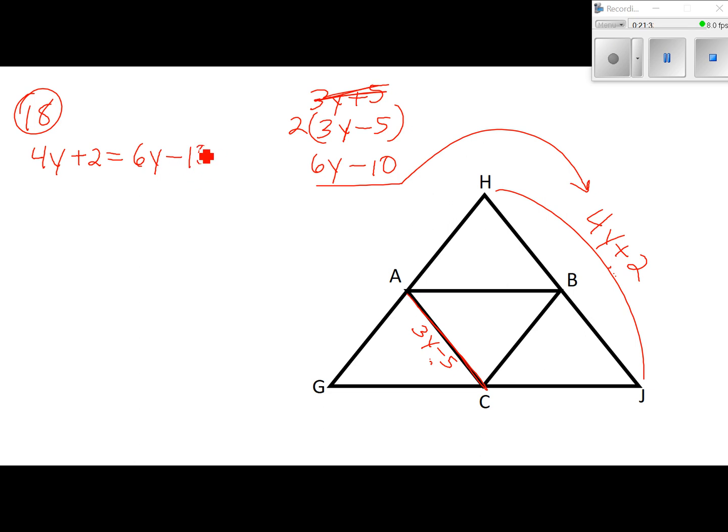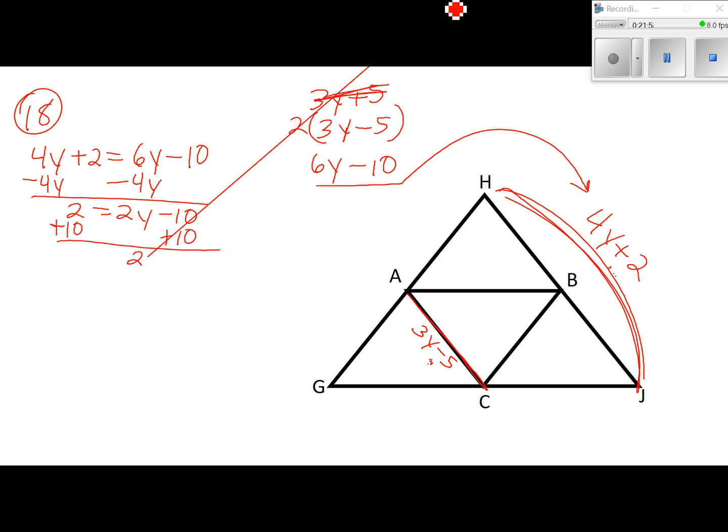And you can do it either way. You can take half of the longer one, half of the side of the big triangle, and set it equal to the mid segment, or you can double the mid segment and set it equal to the whole thing. Here I solve this, subtract 4y on both sides. I end up with 2 equals 2y minus 10. Add 10 to both sides, and I end up with 2y equals 12, divide by 2, and you end up with y equals 6.